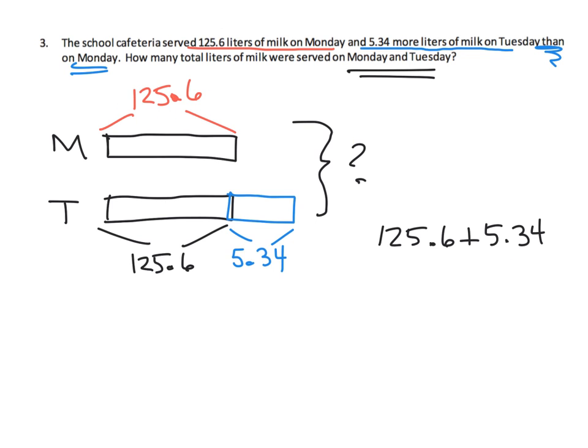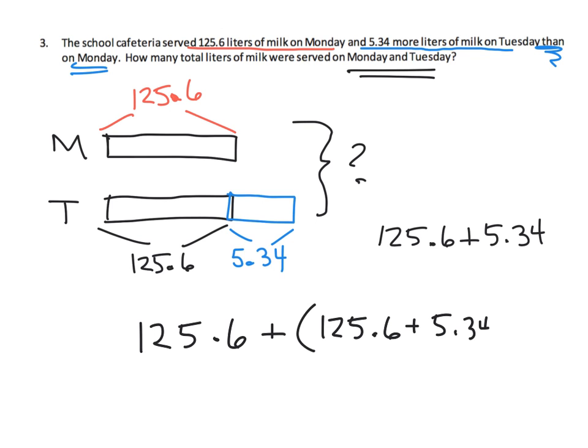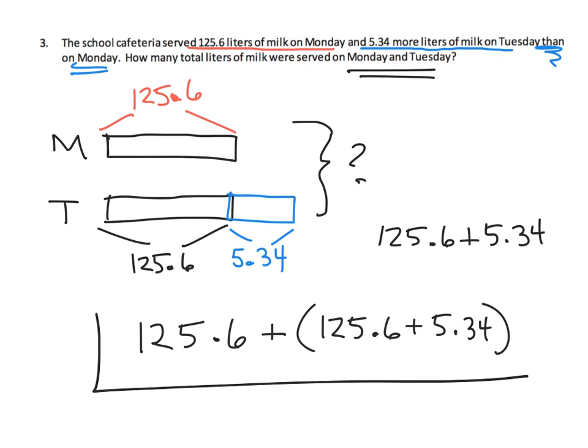Another way we could think of it is one big long problem, 125.6, that's Monday, plus, and then we can put in parentheses 125.6 plus 5.34 on Tuesday. So a couple of ways you could think of it as a two-step problem. First, add these two numbers together to get Tuesday, and then add that to get Monday. Or you could think of it as a one-step, but secretly it's the same thing, as one big old huge equation.